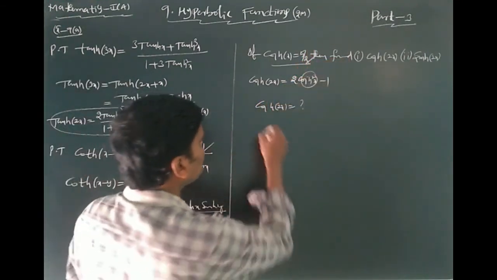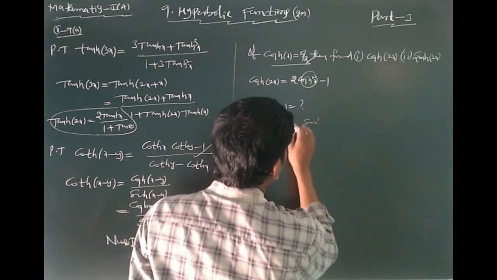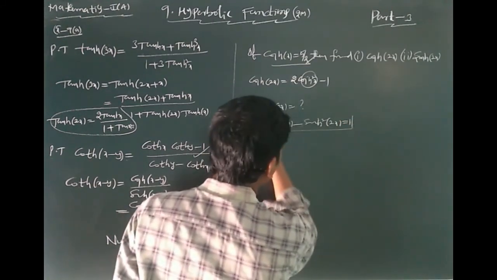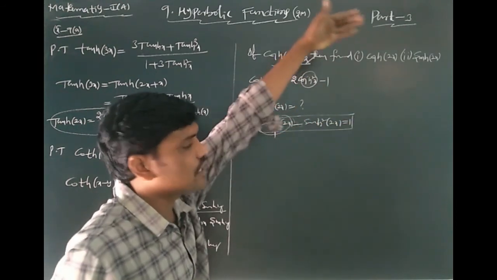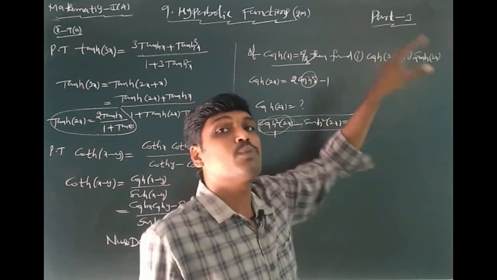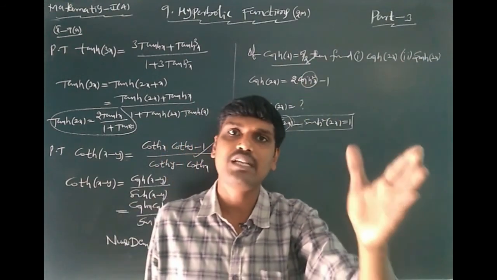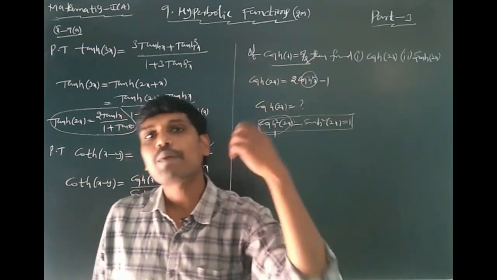Next you can write cos h square of 2x minus sin h square of 2x equal to 1. First identity. In this identity, you know this value, substitute it, you get the sin h of 2x value. This problem is also a very important repeated problem in the IP examination. This problem you can do using the first problem model.